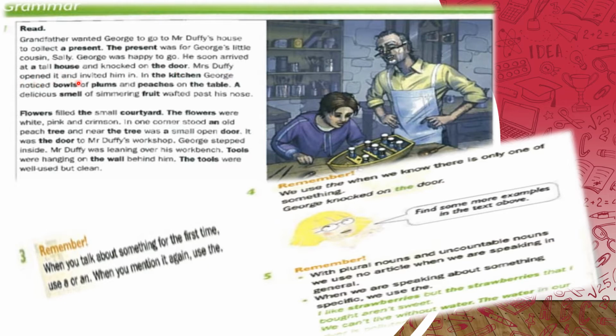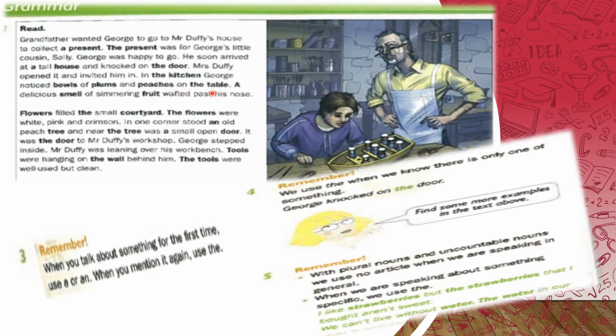Mrs. Duffy opened it and invited him in. In the kitchen, George noticed bowls of plums. Why don't we use any articles on bowls and plums, or of plums and peaches? Yes, because they are plural nouns mentioned for the first time. These are plural nouns, so we don't use a or an, and they were mentioned for the first time, so we won't use the. So here no articles for these nouns.